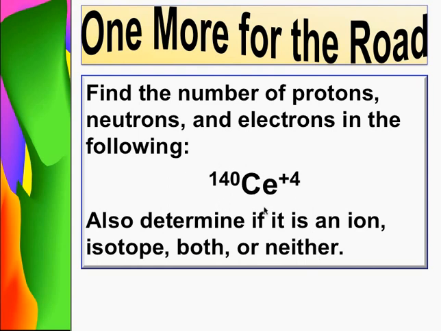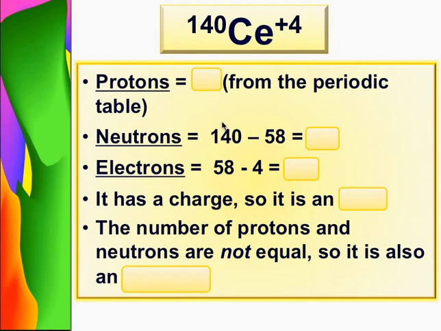One last one, take a look at this one and find all the pieces, parts of this one. Again, just from looking at the periodic table, you know that the number of protons is 58. The number of neutrons is going to be the mass number, 140, minus 58, which will give you 82. The number of electrons is, you're going to look at that right there, but remember we're going to change the sign on that. So instead of adding 4, we're going to subtract 4 from the number of protons. So it becomes 58 minus 4, which is 54 electrons.